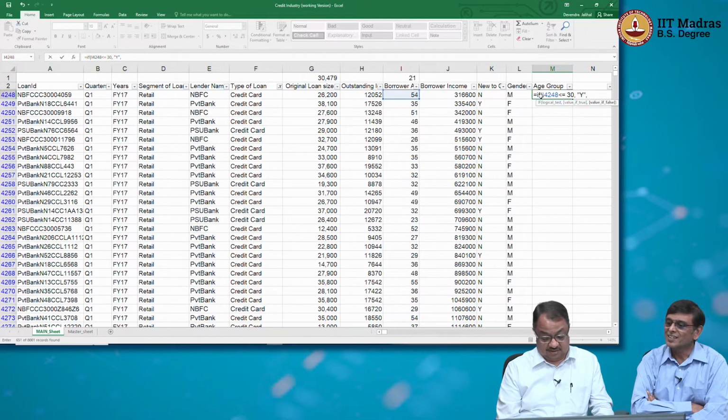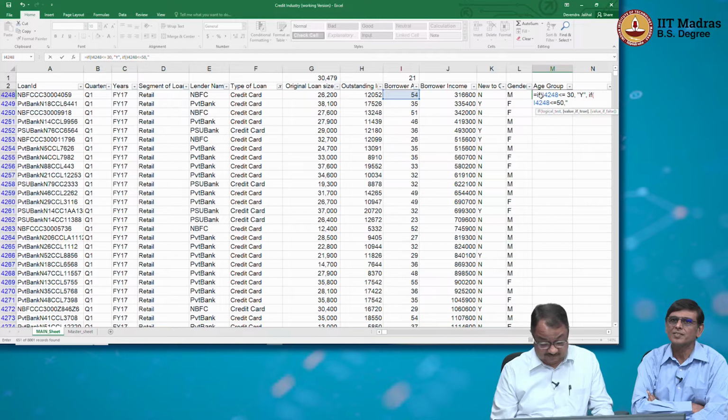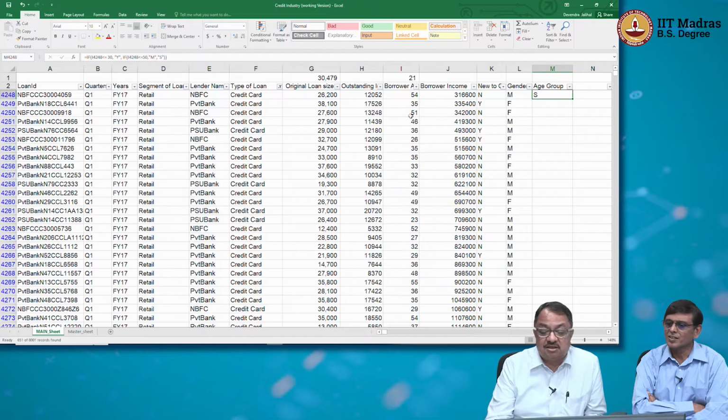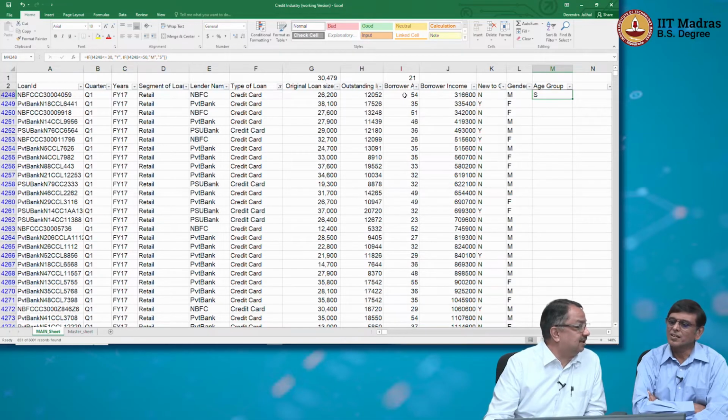Okay. Else if it is less than or equal to 50, call it M, middle age. Otherwise, we will say seniors. Excellent. Y, M and S. Okay. Yeah. So this is a senior, correct. 54 is a senior. Right?